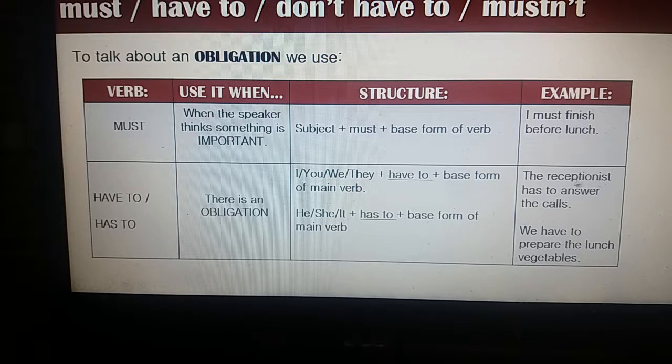For example, the receptionist can be he or can be she. The receptionist has to answer the calls. Okay, has to in the base form of the verb. Now, if you notice this, in these two sentences, we are talking about responsibilities that the subject has to do. Okay? All right. Now, let's go on.